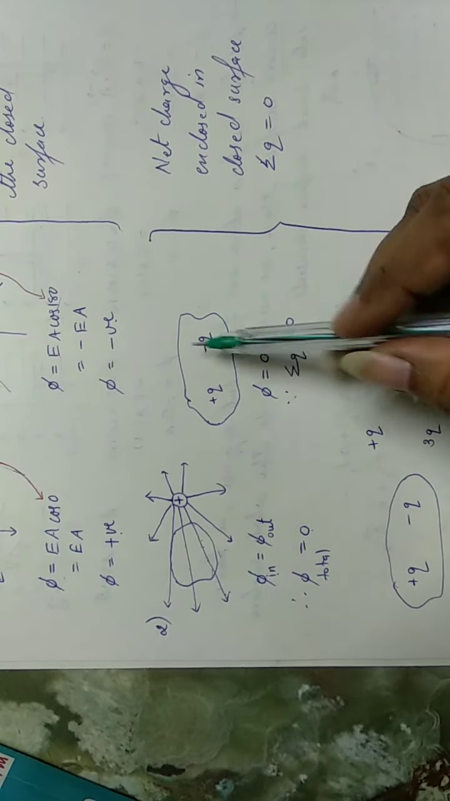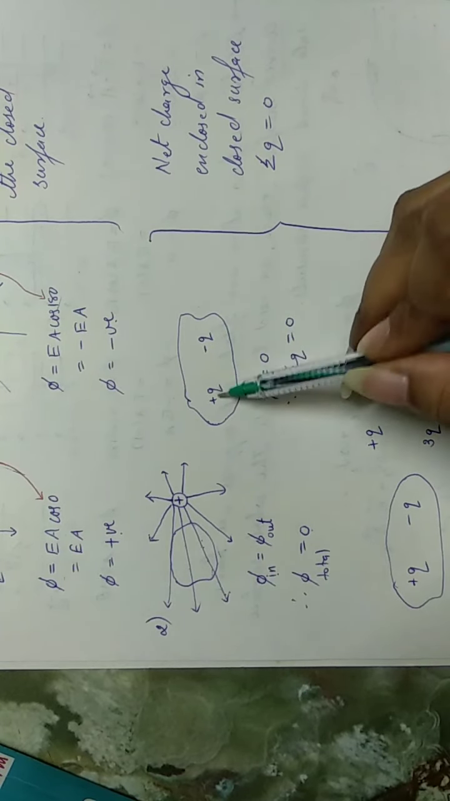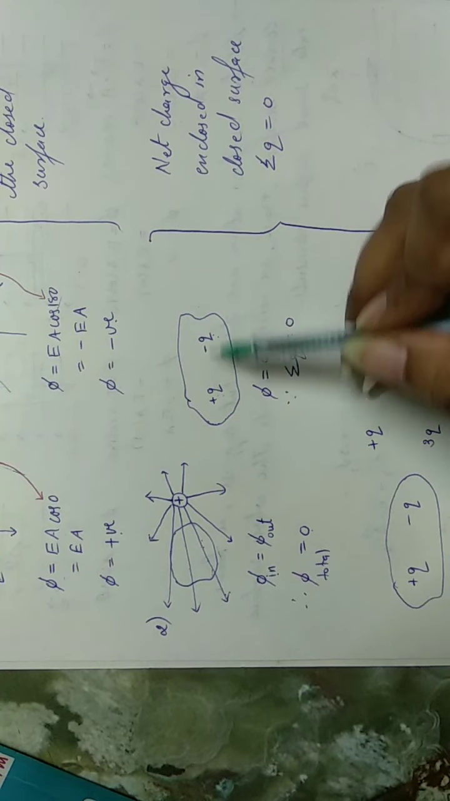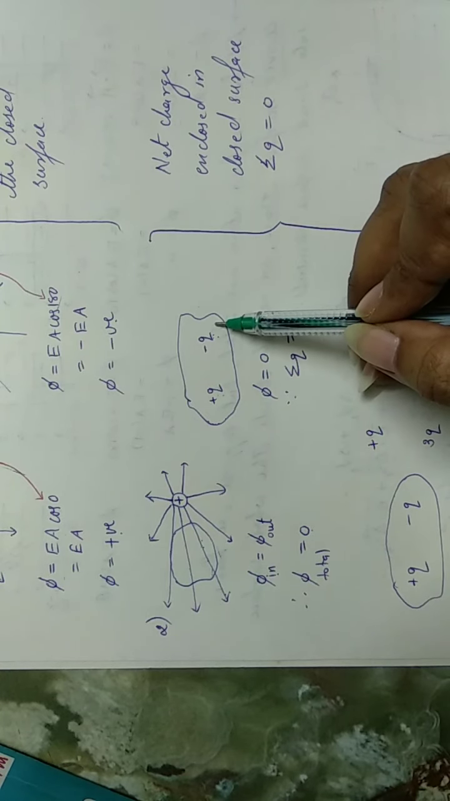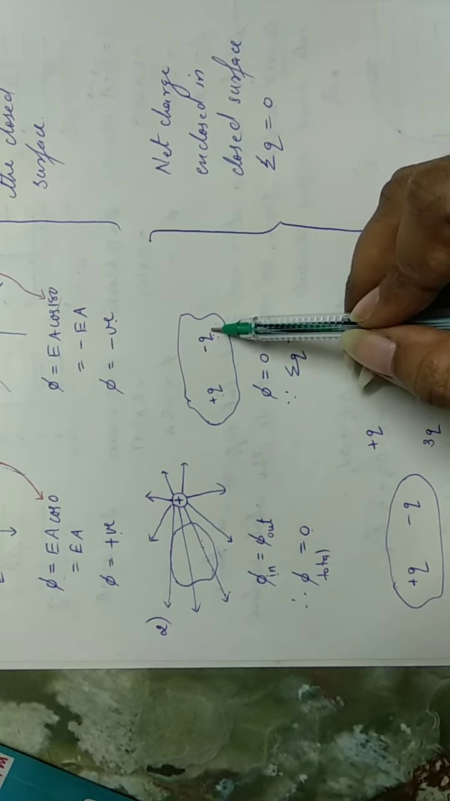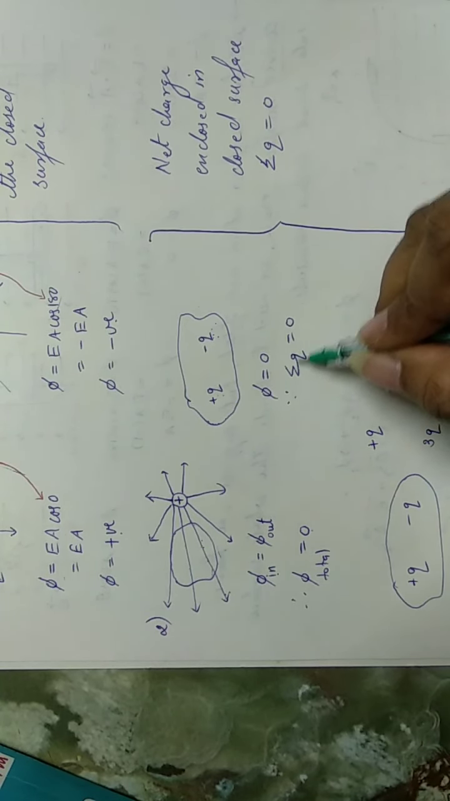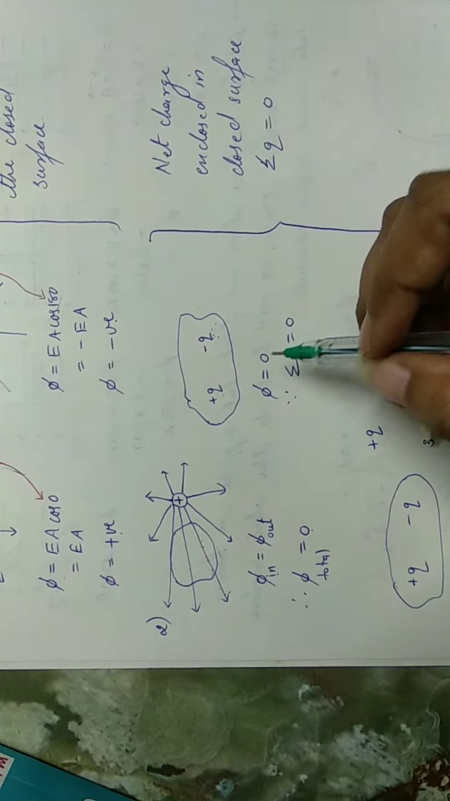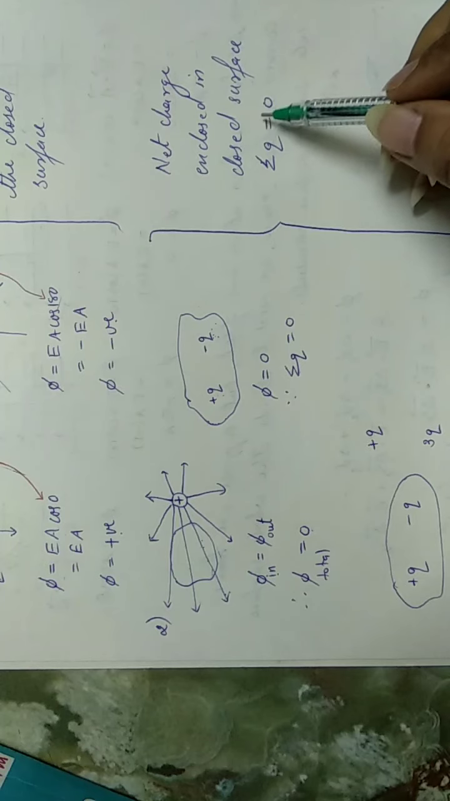Now just see this case. This is our closed surface, and in this closed surface we have two charges like this, plus q and minus q. Now just remember, what is this? They have the same magnitude but opposite polarity. So this is a dipole. You all know that the net charge of the dipole is 0. So if I add plus q and minus q, it is going to give me 0.